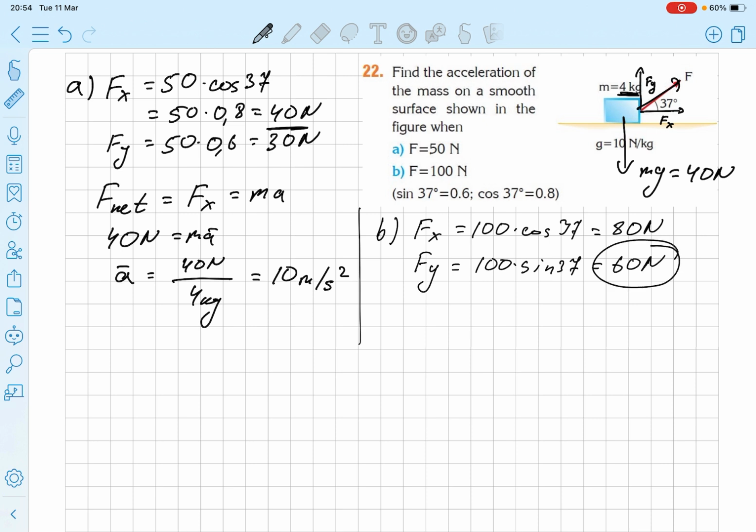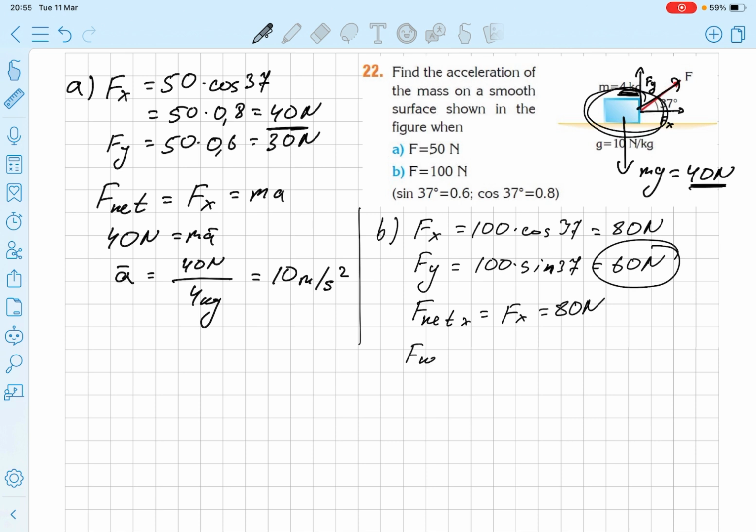Here, this 60 newton force is bigger than 40. That means this whole object is going to move upwards at an angle, somehow in this direction. Because there are two components of this force, there are two components of F net. So firstly we're going to define F net by X, then F net by Y. F net by X is just equal to F by X, which is equal to 80 newtons because there are no other forces.